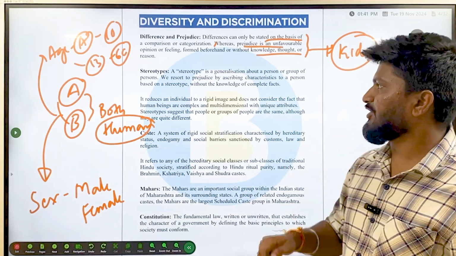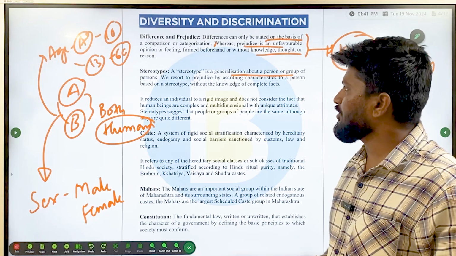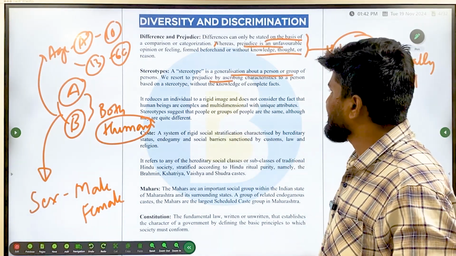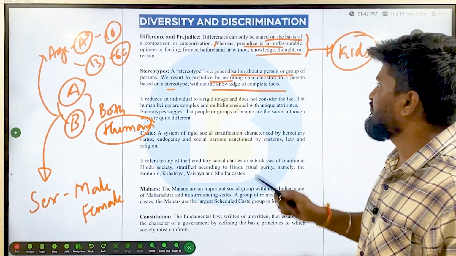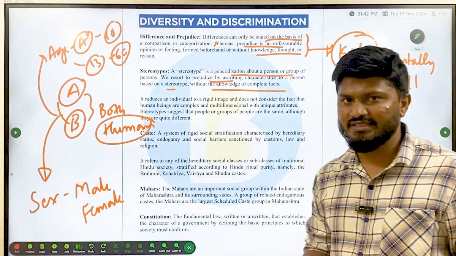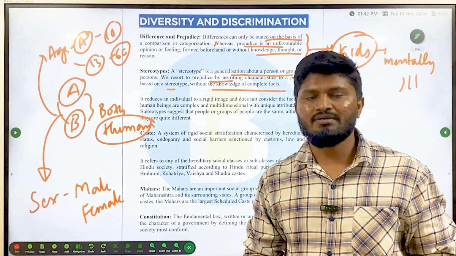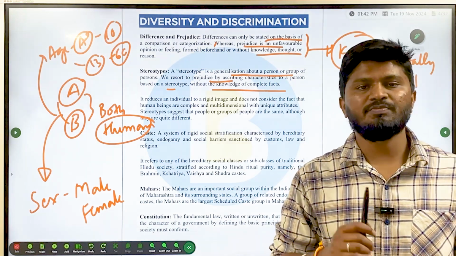And then there is a stereotype. What is a stereotype? It is a generalization about a person or a group of persons. We resort to prejudice by ascribing characteristics to a person based on a stereotype, without knowledge of the complete facts. How do you make a stereotype? You start generalizing a particular person or group of a community.